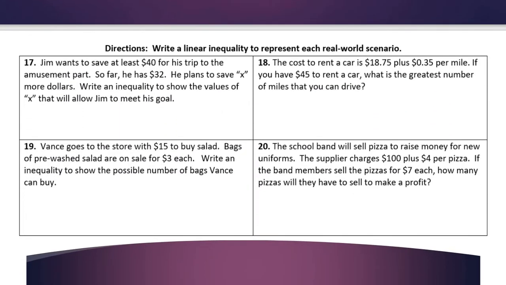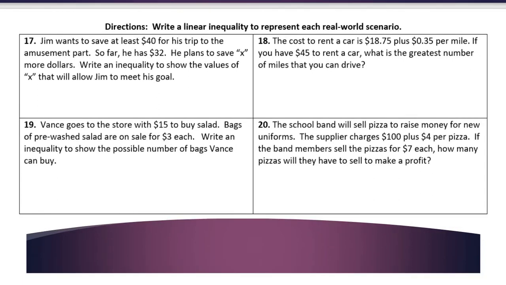Now, when we look at this next one right here, Jim wants to save at least $40 for his trip to the amusement park. So far, he has $32. He plans to save X more dollars. Write inequalities to show the values of X that will allow Jim to meet his goal. So when we're looking at this right here, the first thing that sticks out in my mind is I see at least $40. So I'm going to box this off because we have to have at least $40.